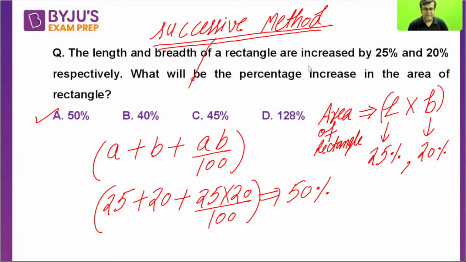This is the successive method. Everybody knows about the successive method, where to use it, why to use it, and when to use it. That you should know. When one term is depending upon two terms, or two values are changing and impacting one value, you can use successive. So 25 plus 20 plus 25 into 20 by 100, 50%.